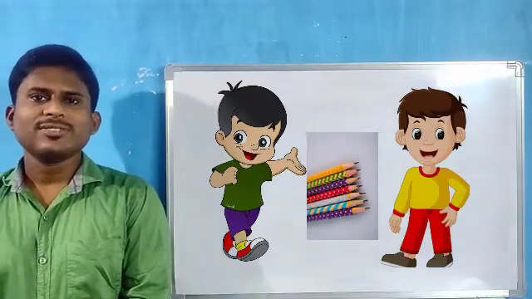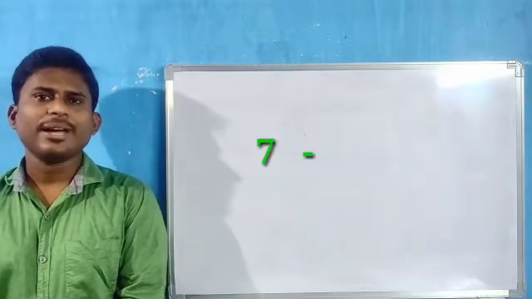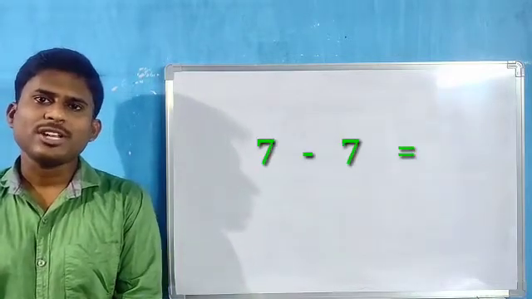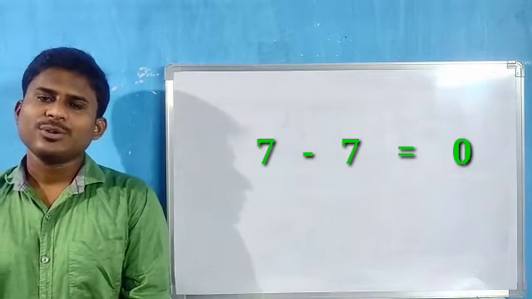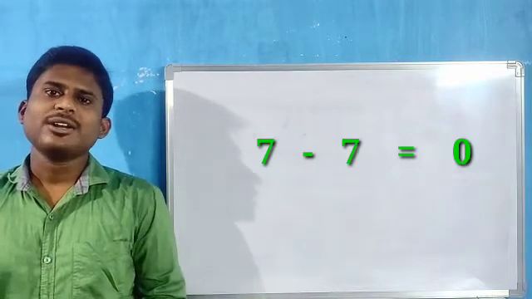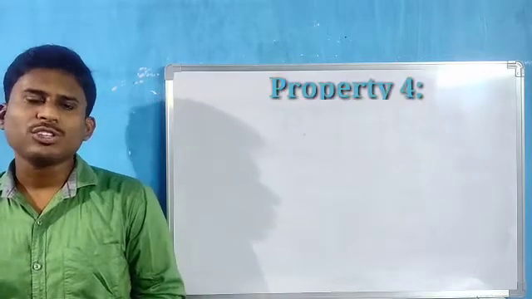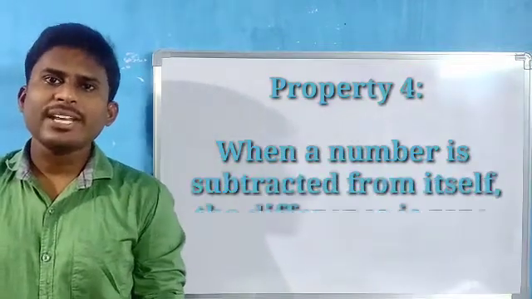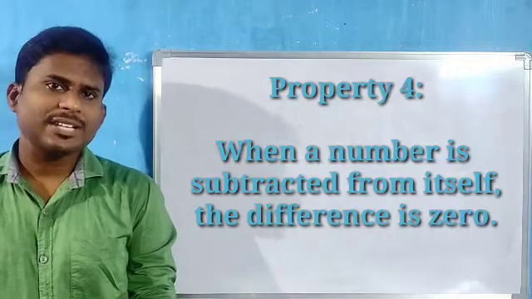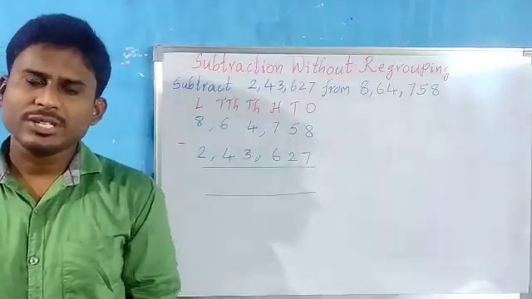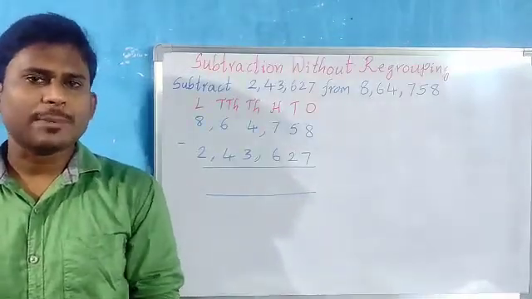So it will be like this, children. 7 minus 7. How many, children? 0. See, we are taking the total number from the number only. So this is your fourth property, children. When a number is subtracted from itself, the difference is 0. We have discussed the properties of subtraction.